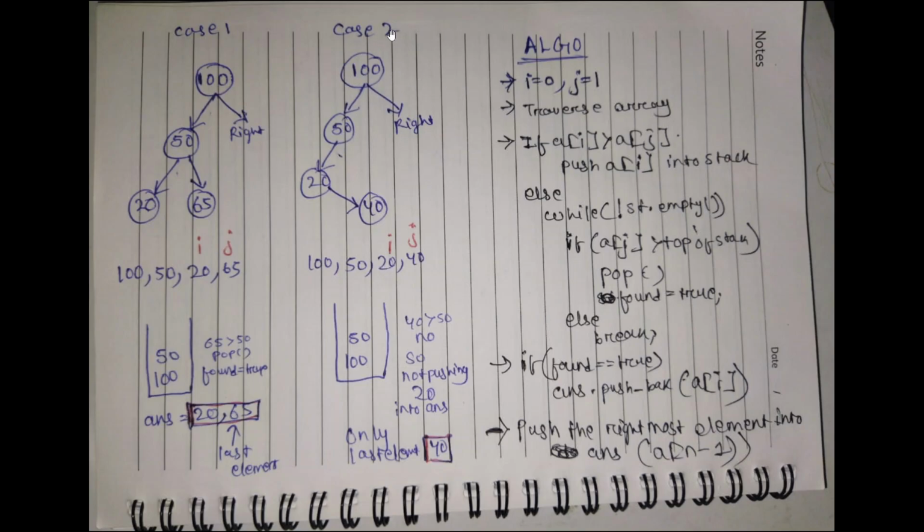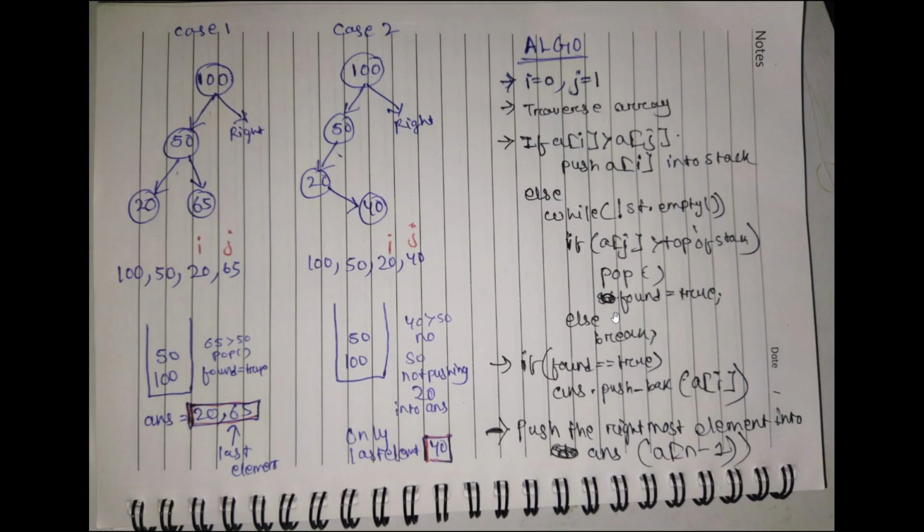So come to case 2. In case 2, we can see that we are going left, left, left, in a decreasing order. And finally, when we have I and j, where j is greater than I, that defies the condition I is less than j. So here we push only if a of I is greater than a of j. That means we are going in decreasing order, so we push it into the stack. Here it defies the condition, so we execute the else part.